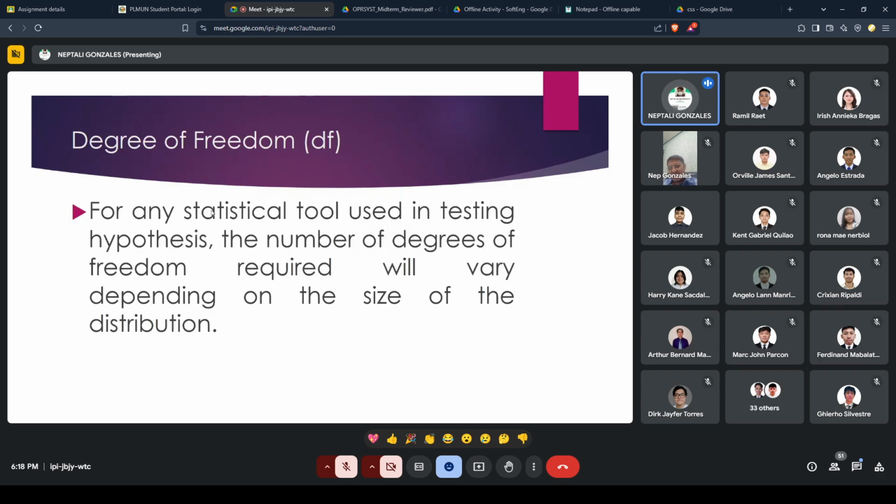So for any statistical tool used in testing hypotheses, the number of degrees of freedom required will vary depending on the size of the distribution. So it depends on the size of the distribution. The higher the distribution that you will have, the more your data will vary.